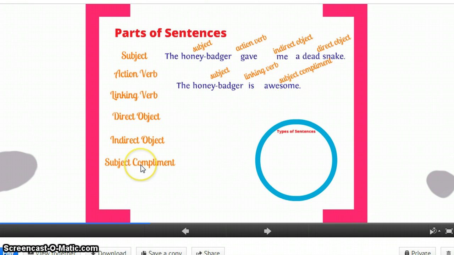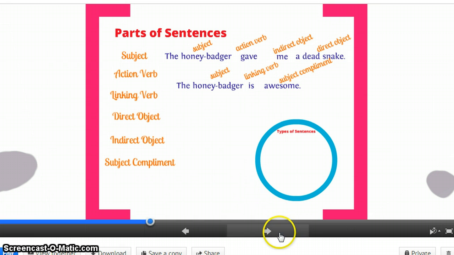Subject complement is basically anything that follows a linking verb that is linked to the subject of the sentence. It can be either an adjective or a noun. So this one's an adjective, a subject complement that's an adjective. The honey badger is awesome. We could also say the honey badger is a mammal.